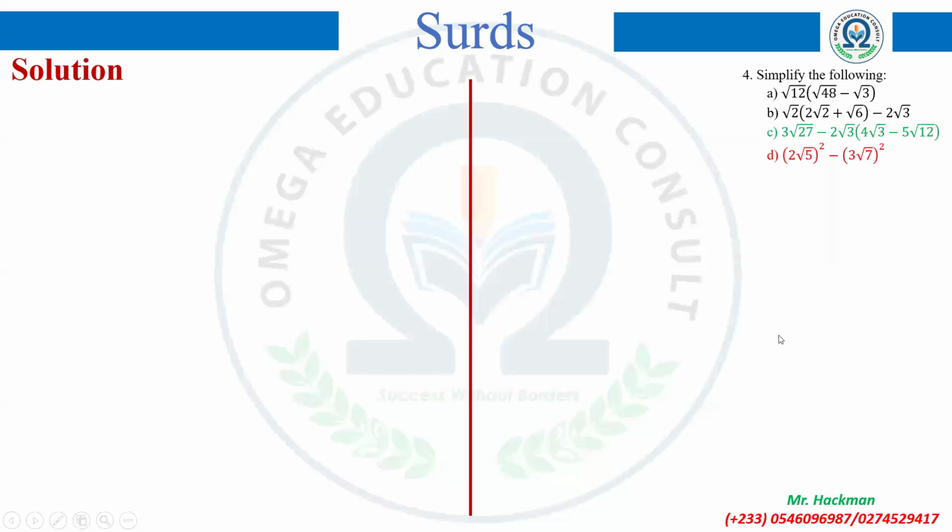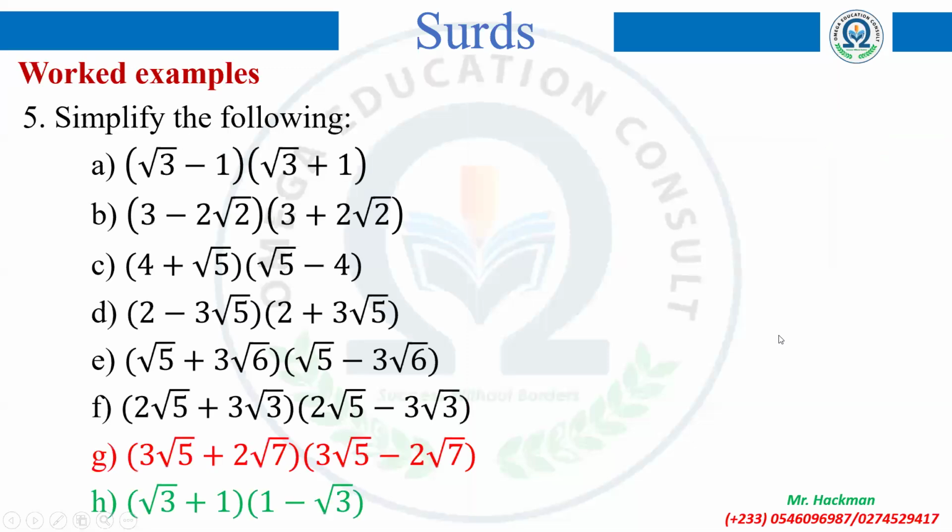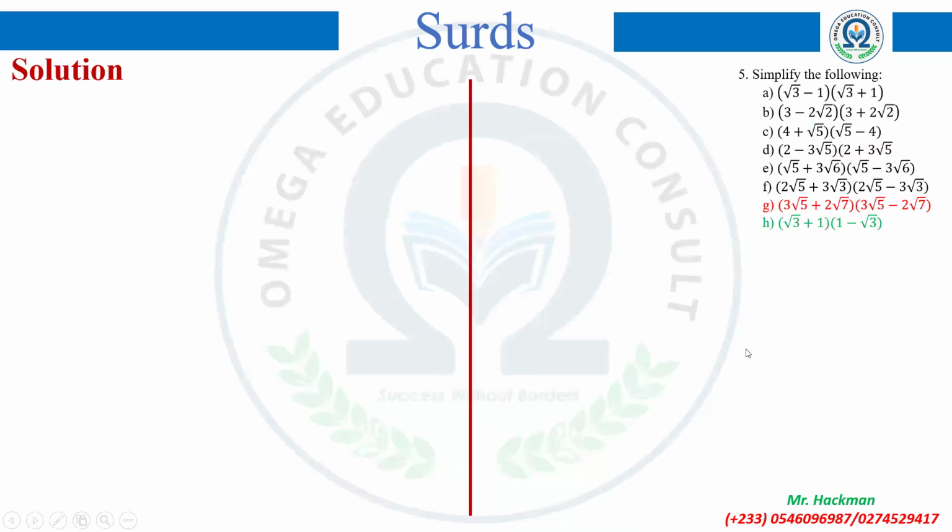So let's move on to our next set of questions. So this is what we have. Work example number 5. Simplify the following. For the first one, we'll look at it from 2 perspectives, then we'll draw our conclusion as to which method will be ideal. Then the rest will resort to that particular method. So quickly, let's go and look at the solution to question 5.